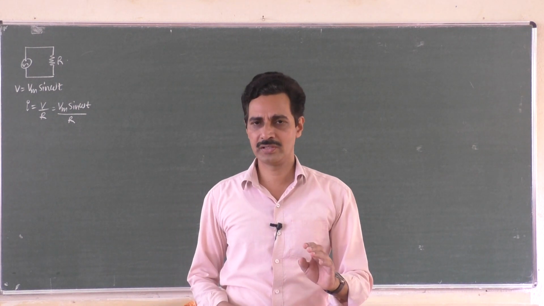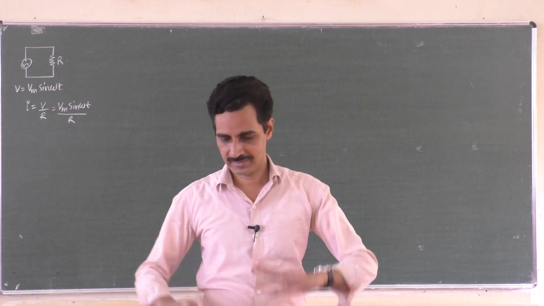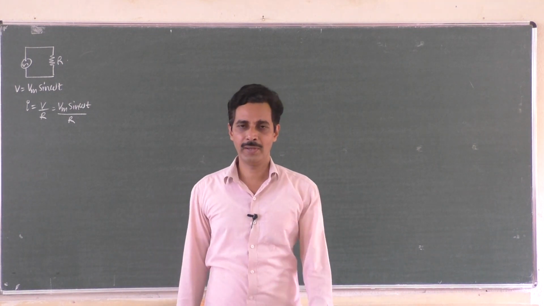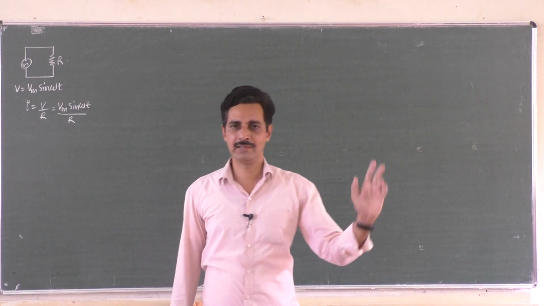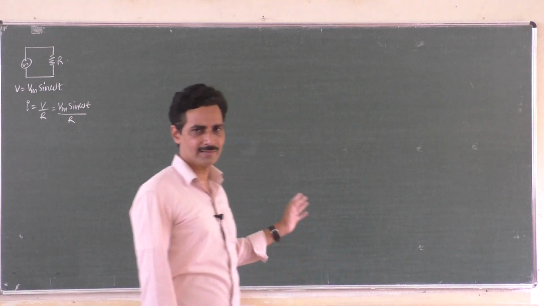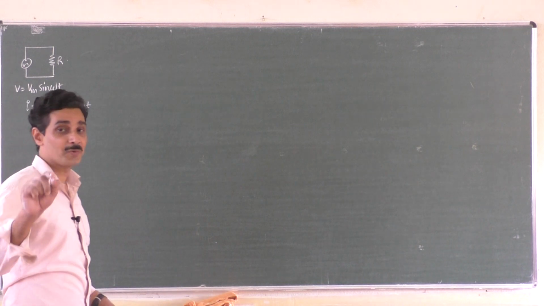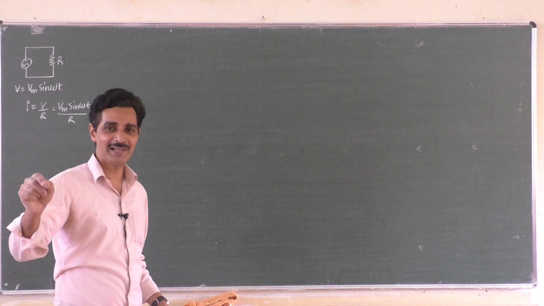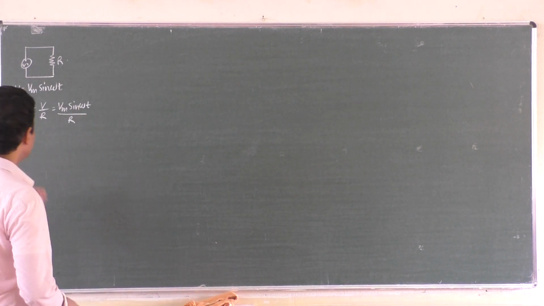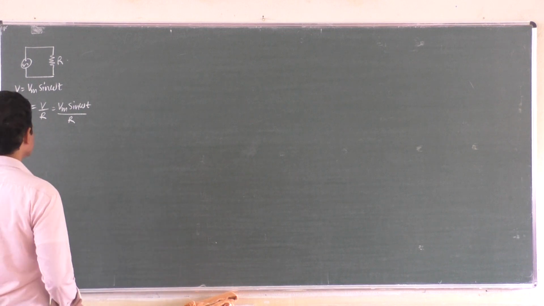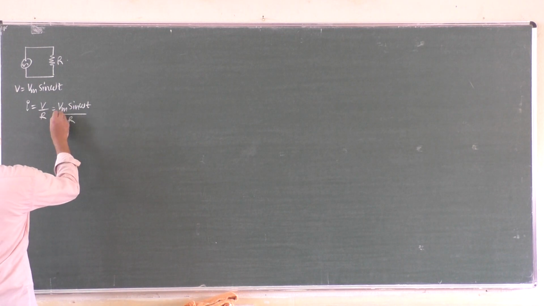This is the most important one, and if you don't revise this, it is of no use. So better you take a paper and write it as I write it. This is just scribbling, right? Hope you have that. Otherwise, pause the video, get a paper, get a pen and start writing it. So what is the current? I is equal to V by R.